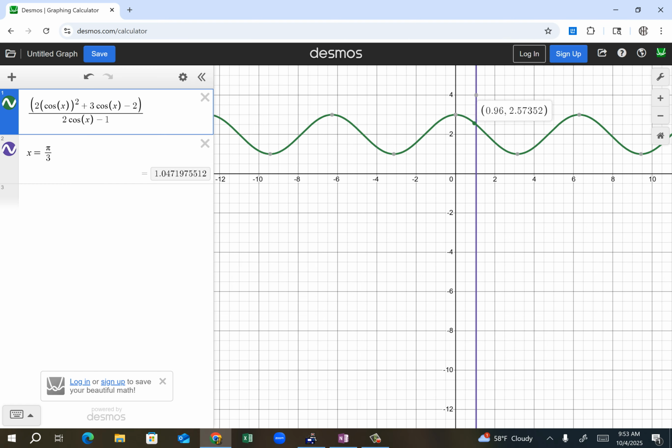So cosine of x plus 2. By the way, does that look like cosine of x? Sure does. Plus 2. And you can see that they do, in fact, cross at 2.5. Because that guy is continuous. Well, he's continuous everywhere, but he's sure as heck continuous at pi over 3. All right, this was just a tie-in from yesterday.